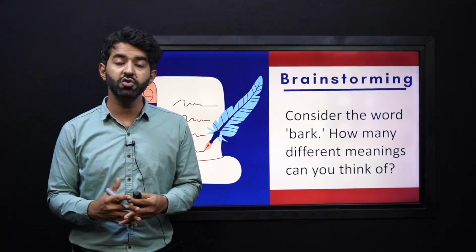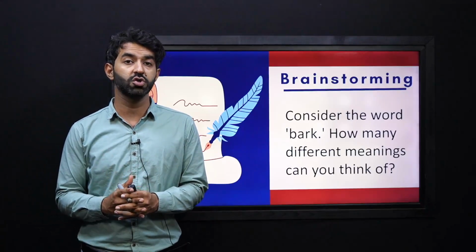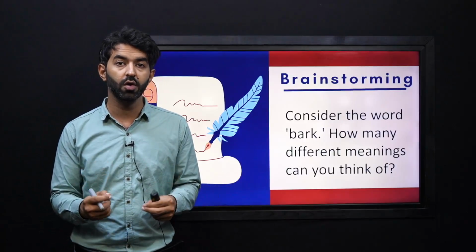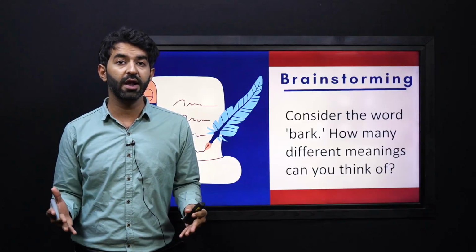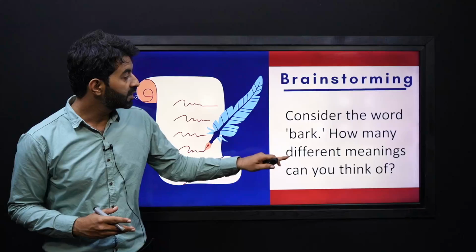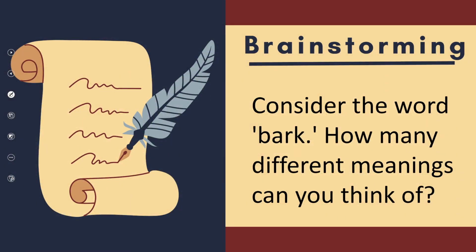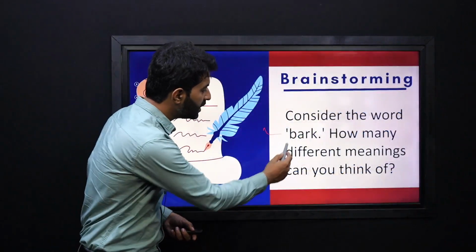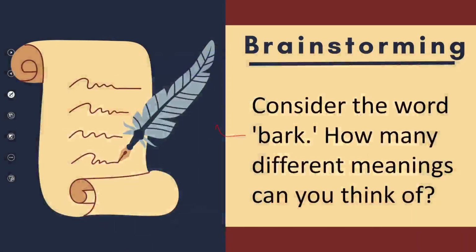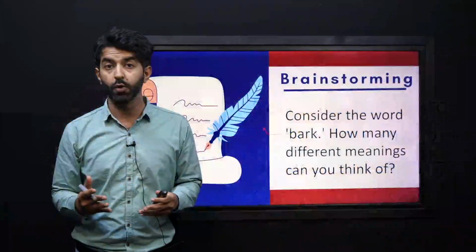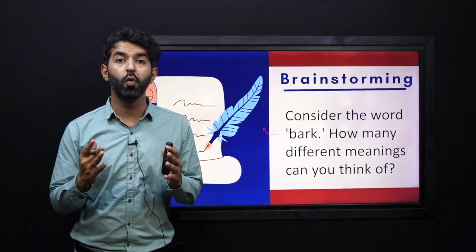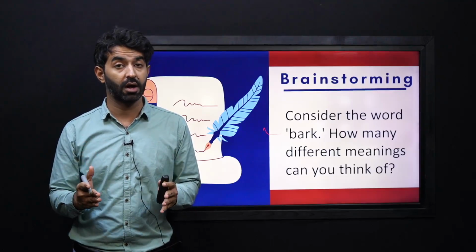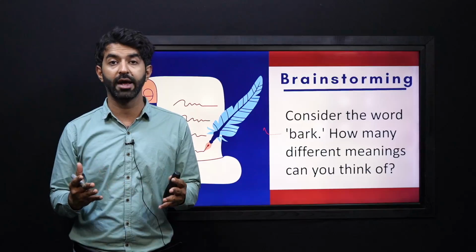Okay, now for the brainstorming session. In today's brainstorming session, we have this very quick activity. You have to think about this, pause the video, and talk to your fellows and peers about this: consider the word bark. Now you may have heard this word over and again. How many different meanings can you think of for this one word? Let me give you a quick guess. There is not one definition or meaning of this word. So you have to find them out by yourself and come up with your answers.